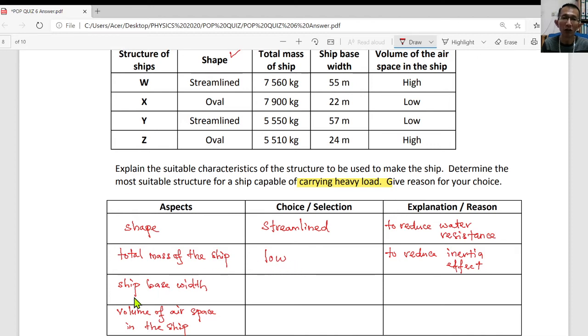Next, the ship base width. Here we also have four choices. Remember that we are not going to choose any number. Since we have four choices here, it's better to use terms like high, low, and moderate. So for the base, what type of base are you going to choose? Here I'm going to choose high. Why do I choose a wider base? Simple reason, it is more stable. We don't want the ship to be overturned.